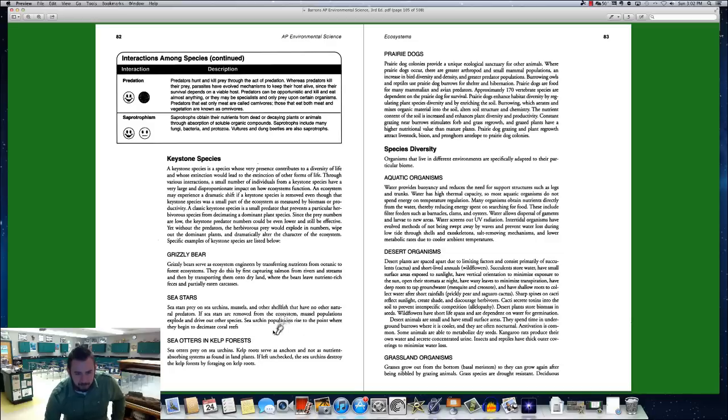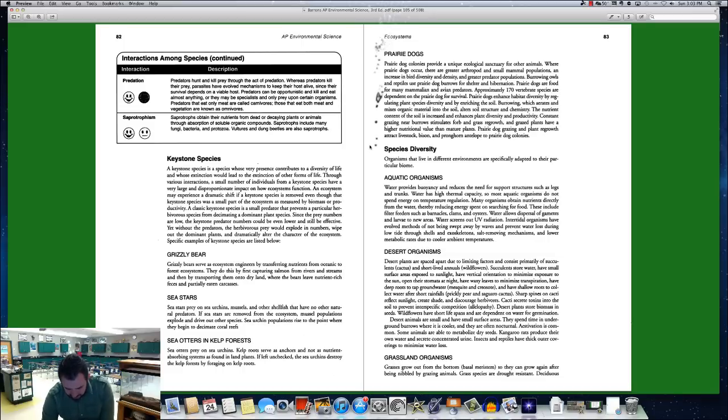The grizzly bear serves as an ecosystem engineer by transferring nutrients from the ocean systems to the forest systems. They do this by capturing salmon from rivers and streams, and bringing them up onto land where they eat them and defecate, and all those nutrients go into the ground to the forest ecosystem. Prairie dogs colonize and provide ecological sanctuary for other organisms. Where prairie dogs occur, there are a greater number of arthropods and small mammal populations, and also an increase in bird diversity and density, and a greater population of predators as well. So they kind of serve as the holding ground for everything in that ecosystem.